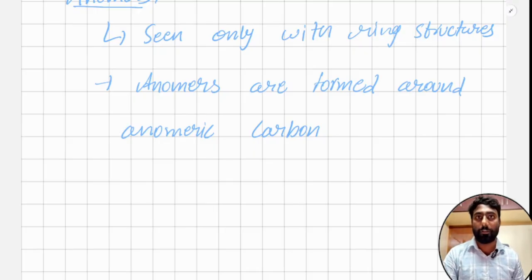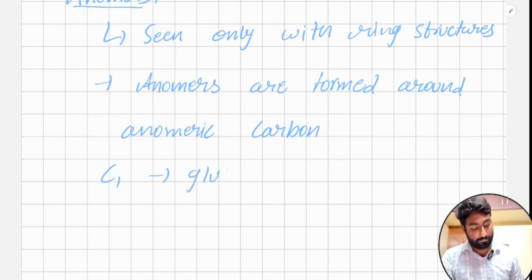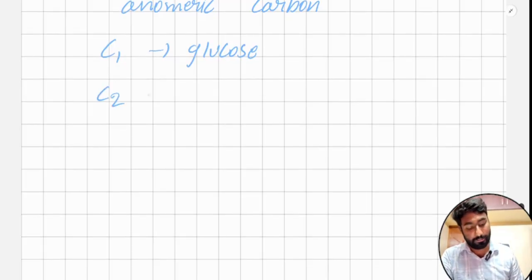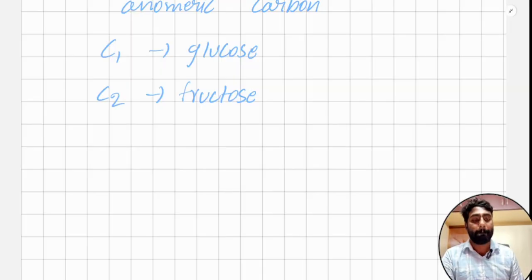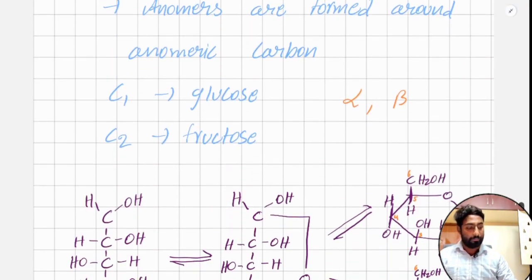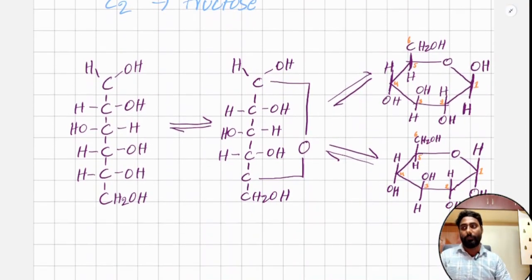What is the anomeric carbon of glucose? Yes, C1 in glucose is the anomeric carbon. And what is the anomeric carbon in fructose? Yes, C2 is the anomeric carbon of fructose. Okay. Now, usually these are represented as alpha and beta. Okay. I had drawn this diagram. Just see it carefully, students.